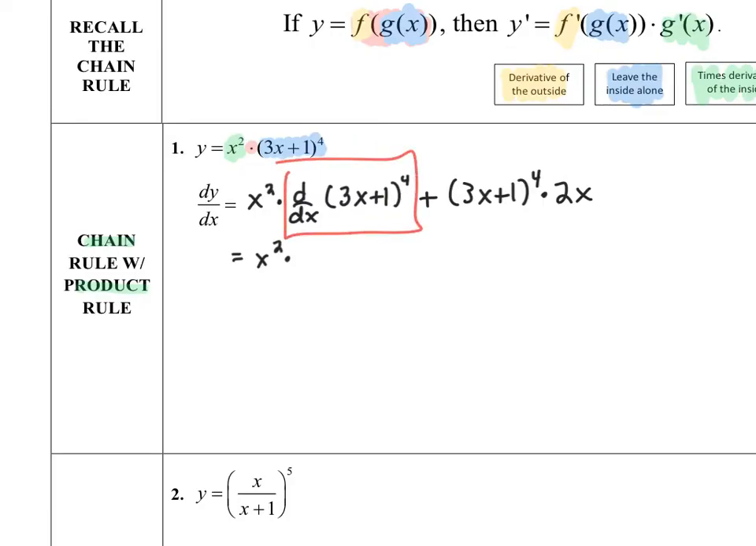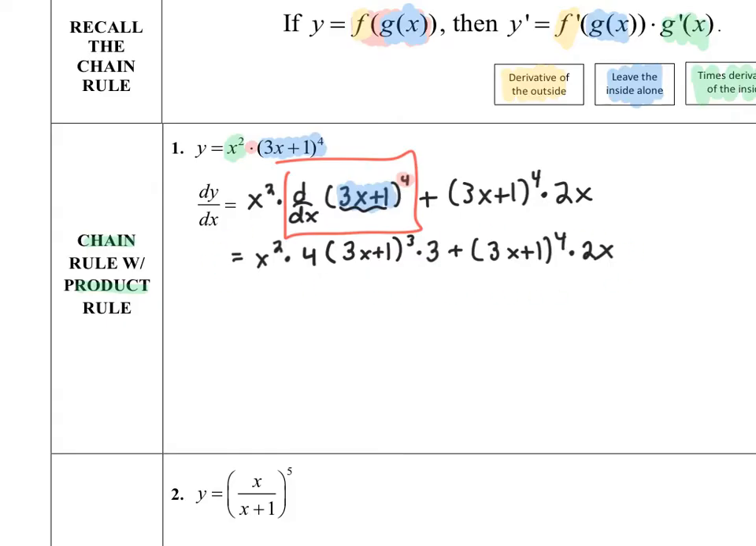And what I see is that 3x plus 1 is my inside function, and that fourth power is my outside function. So I'm going to start by doing the derivative of the outside. So that was just a power rule. So bring down the power and subtract 1 from the power. Leave the inside alone. And then multiply times the derivative of that inside function, which would just be a 3. And the rest of this has already been done. So pretty much that's all the calculus involved.